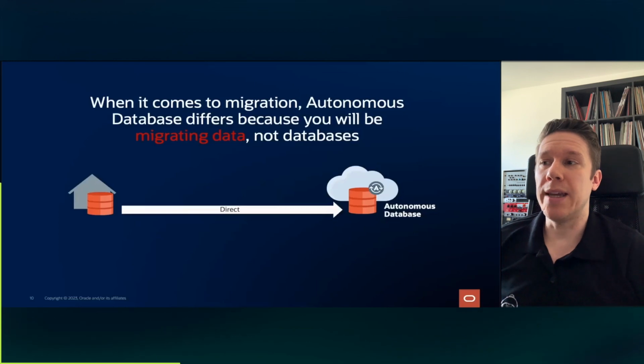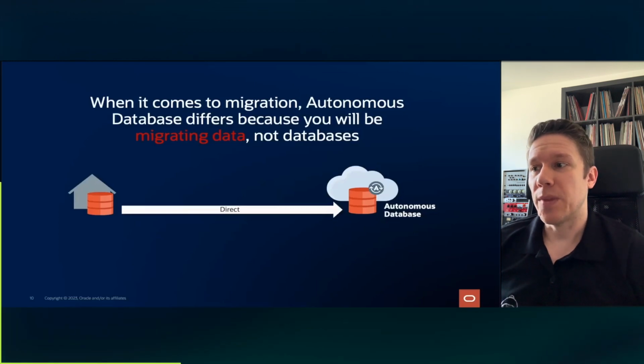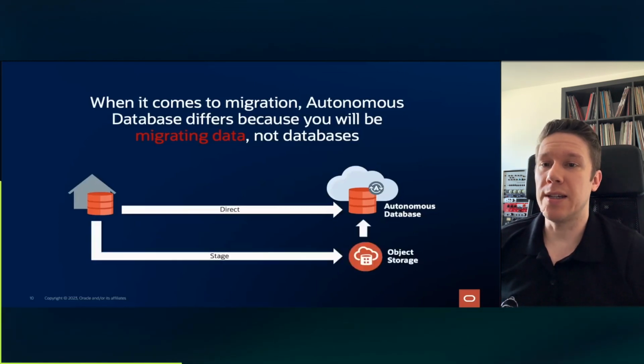But with bigger databases and with bigger data, what we normally use is a staging area, and this is OCI Object Storage. So we extract the data from the source, we upload it to OCI Object Storage, and from the Object Storage, we load it into autonomous database.